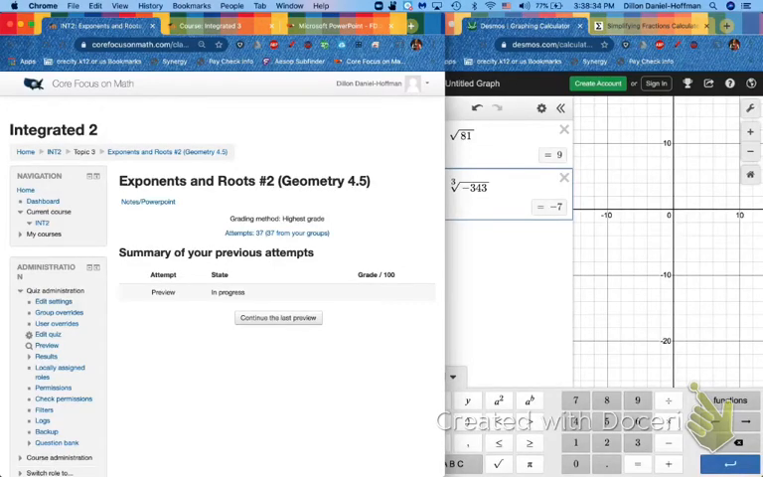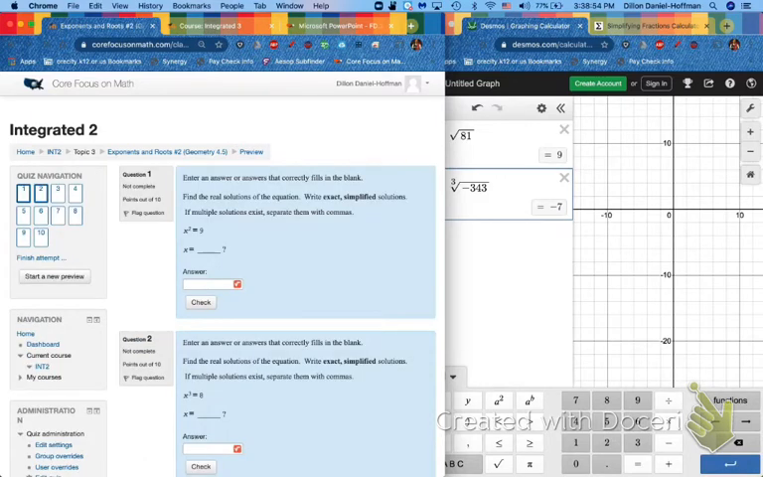Exponents and Roots number 2, the second of 2 lessons on exponents and roots. We're going to go through this pretty fast. I'm going to immediately open it up because I went through and talked about the lesson last time. I showed you how to do it all in detail. The only difference on this assignment is that starting on number 6, we are going to end up having decimals and we're going to need to round. So I will cover that then.